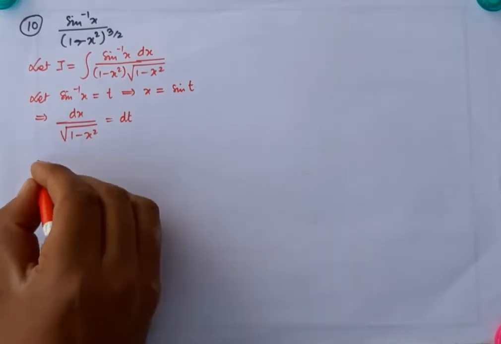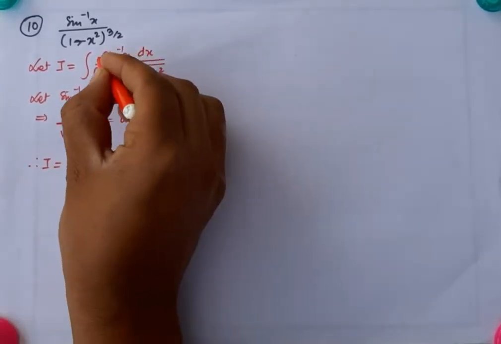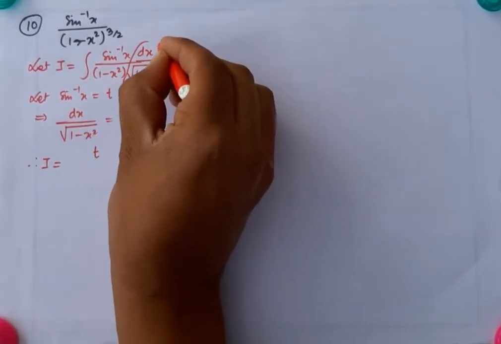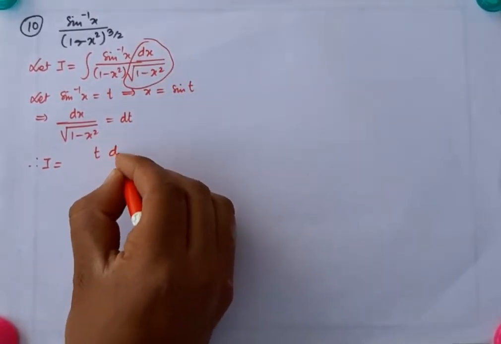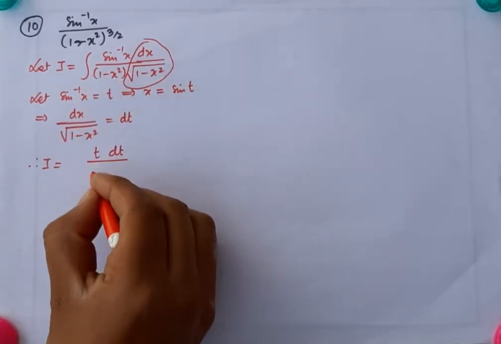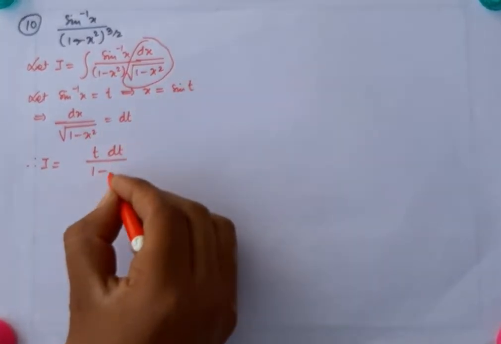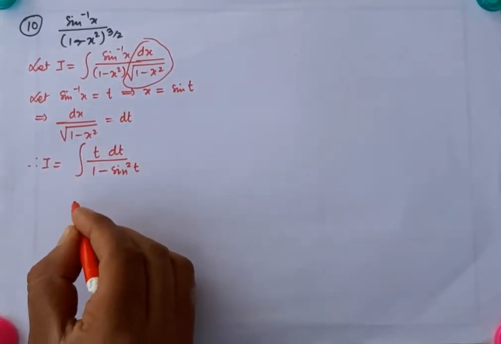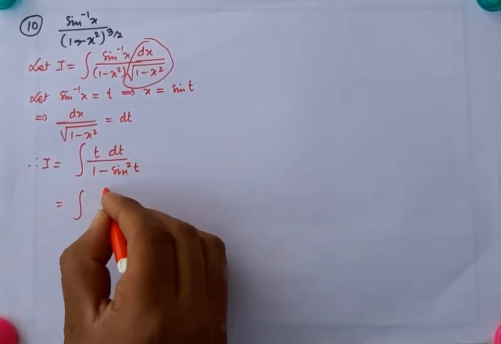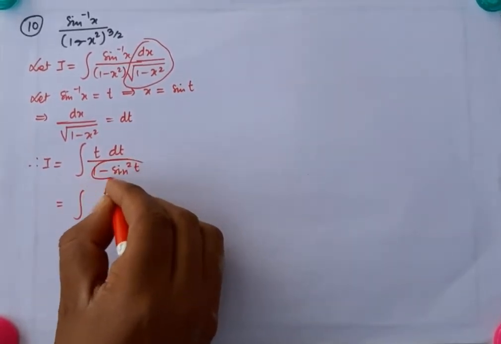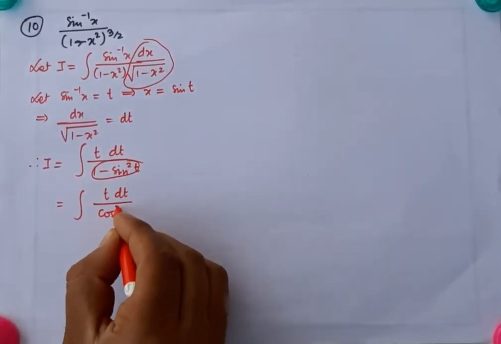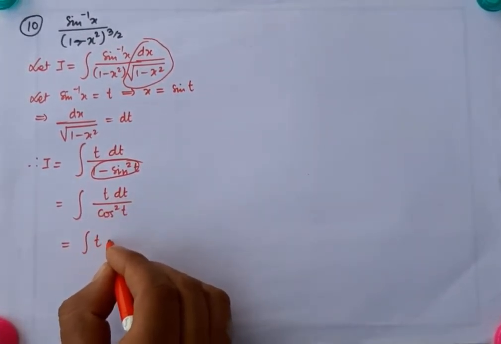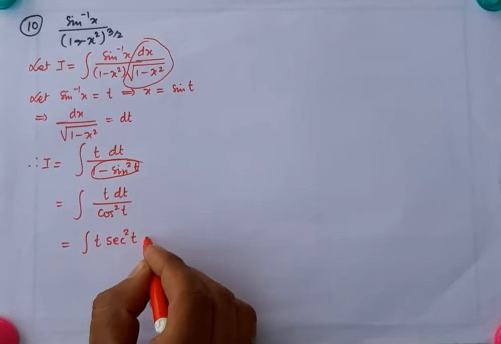So let's go back to our I. Therefore I becomes sine inverse x, which is just t. Now how much is this? This is dt, right? So dt by, you have 1 minus x square, that is sine square t. So we have got this integral sign. Now you know what this is equal to? This is cos square t. So in fact this, when it goes up, it becomes t sec square t dt.